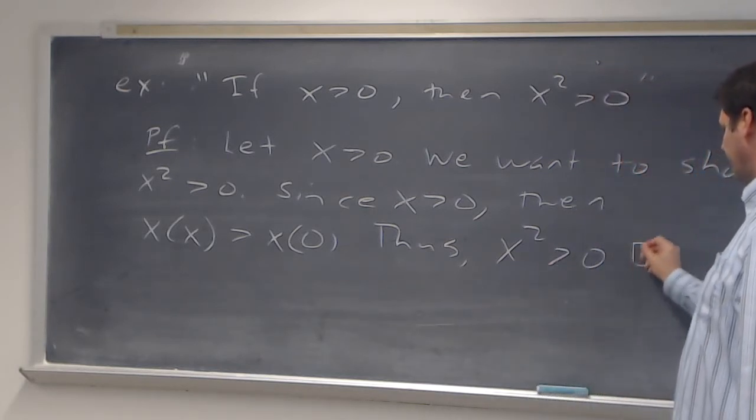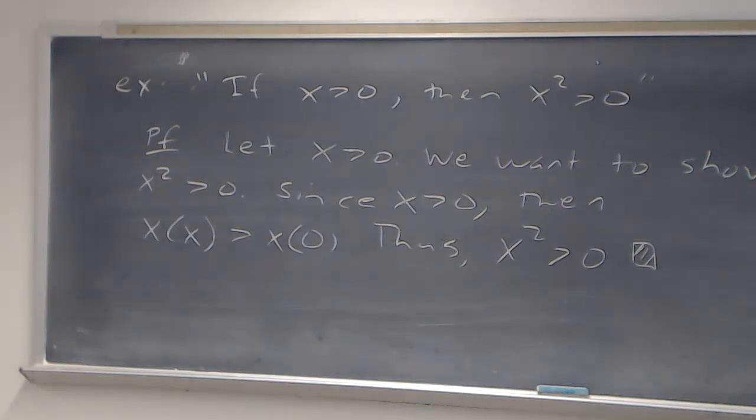And so I'm going to indicate that we have proven what we need to do. We've shown what we needed to by putting a box here, where this box will be filled in, and that indicates that we're done with the proof.